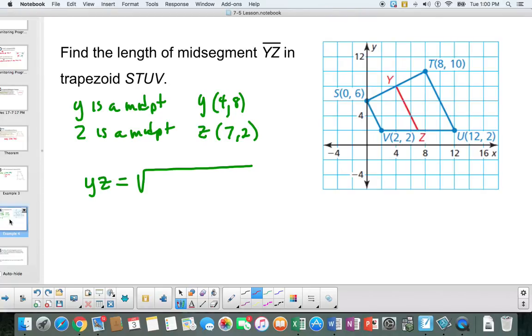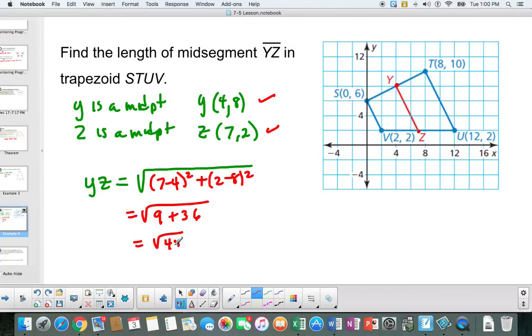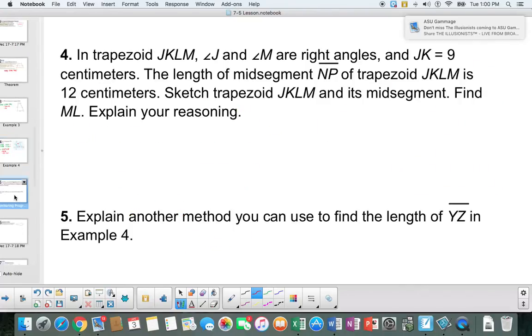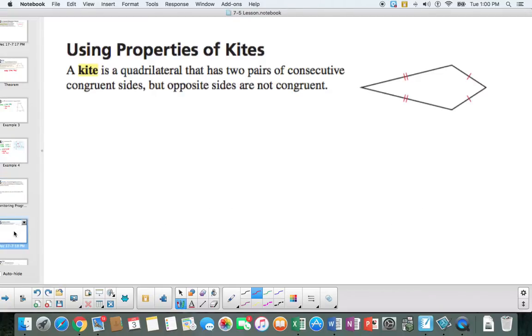We want to find the length of the mid-segment. Now instead of using the formula, what I'm going to do is find the midpoints, which I've done here and here, and then I'm just going to find the distance between the two midpoints. So this is going to be 7 take away 4 squared plus 2 take away 8 squared, and that's going to be 9 plus 36, which is √45. So this length is √45, which is about 6.7. All right, we're going to skip this one and go on.